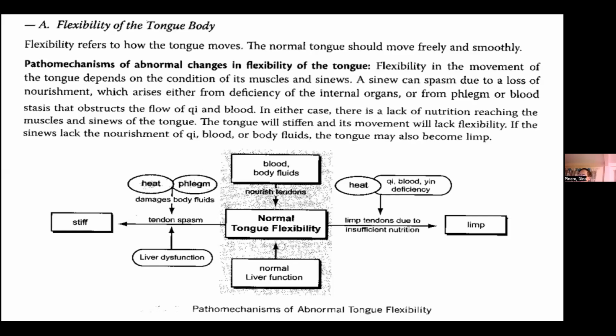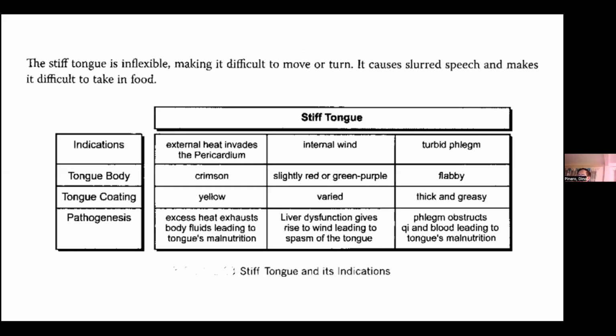Sa stiff tongue is inflexible, making it difficult to move or turn. It causes slurred speech and makes it difficult to take in food. Okay, sa stiff tongue, sa indication, pag external heat invades the pericardium, the tongue body is crimson, the tongue coating is yellow. So sa pathogenesis, there is excess heat exhausting body fluid leading to tongue malnutrition. Pag meron siyang internal wind, ang tongue body is slightly red or green-purple, tongue coating is burred. Sa pathogenesis, there is a liver dysfunction, gives rise to wind leading to spasm of the tongue.